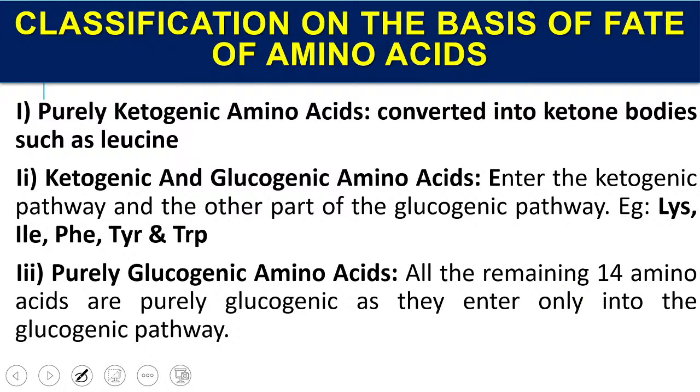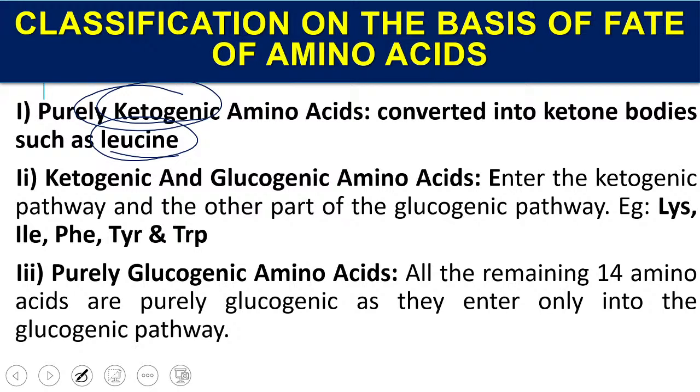Now the last classification scheme is on the basis of the fate of amino acids. If an amino acid gives only glucose, or lipids, or both, we call it glucogenic, ketogenic, or both ketogenic and glucogenic. If your amino acid gives only fatty acids, only lipids, only ketone bodies, that is called pure ketogenic. Only lipid will be produced, and here we have only one amino acid, that is leucine.